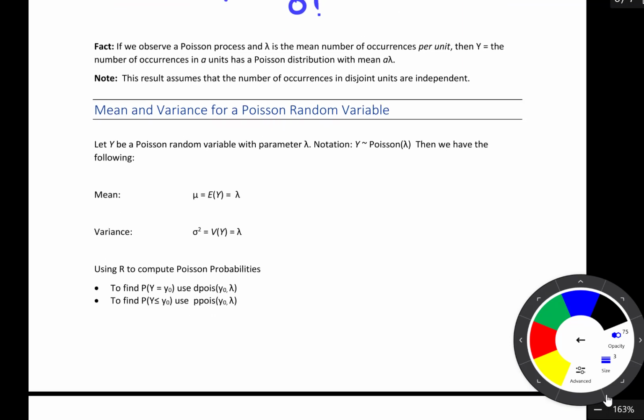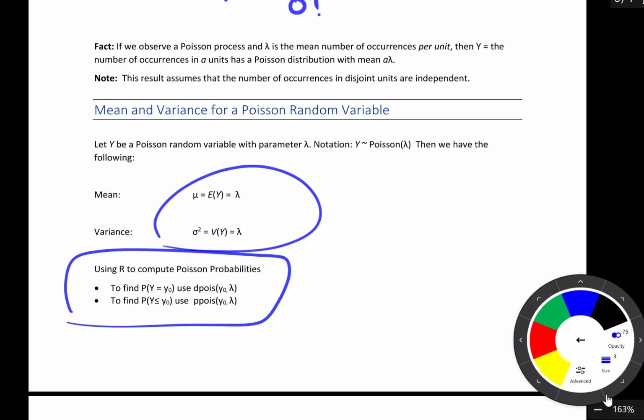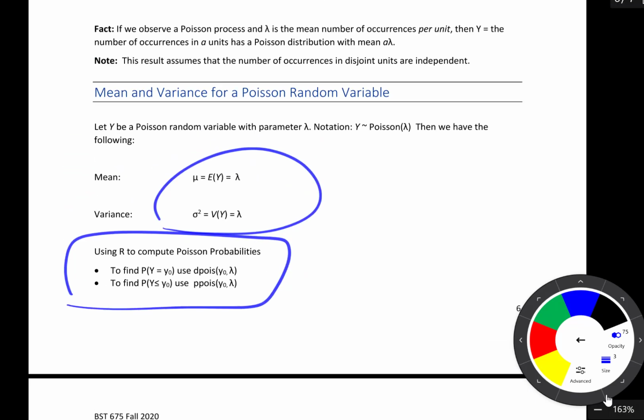Alright, so here are our mean and variance, and you'll notice that the mean and the variance for the Poisson distribution are both equal to that rate parameter lambda. And then finally, to end here, we have how you could use R to calculate these Poisson probabilities. And that is going to end this note set.